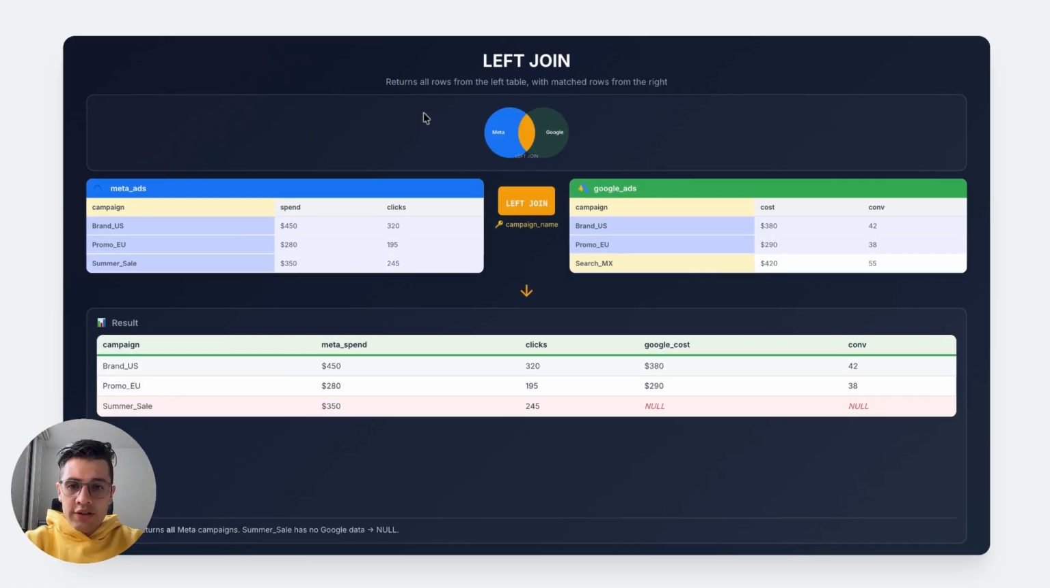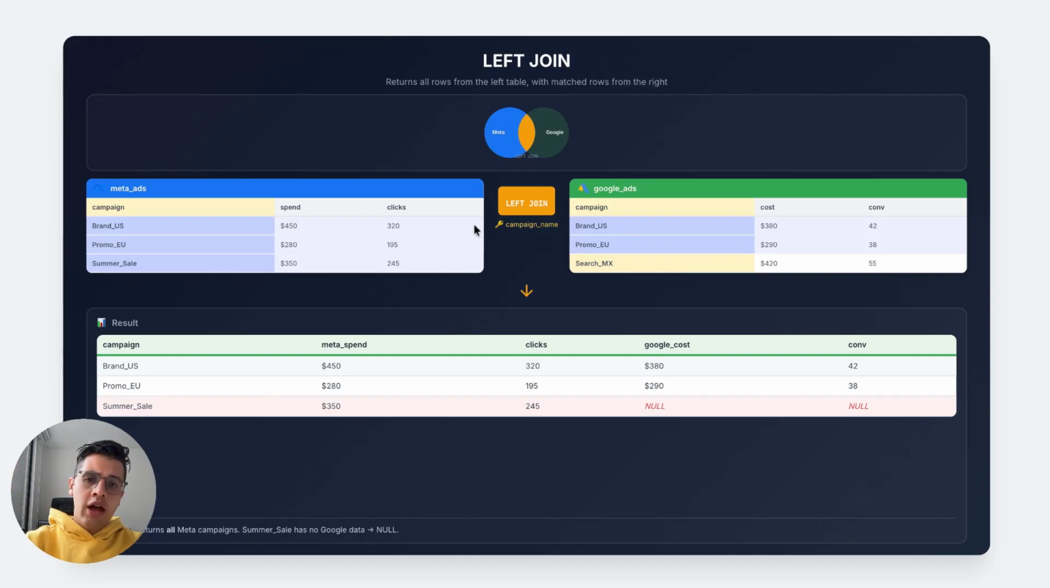Okay, now we're gonna see the second type of join, the left join. Here at the top, we are seeing the Venn diagram, and you can see that we are gonna cross the Meta Ads and Google Ads tables. Remember that when we do a left join, what we essentially do is that we take all the information from the left table, in this case, the Meta Ads table, plus the information in the intersection between the Meta Ads table and the Google Ads table.